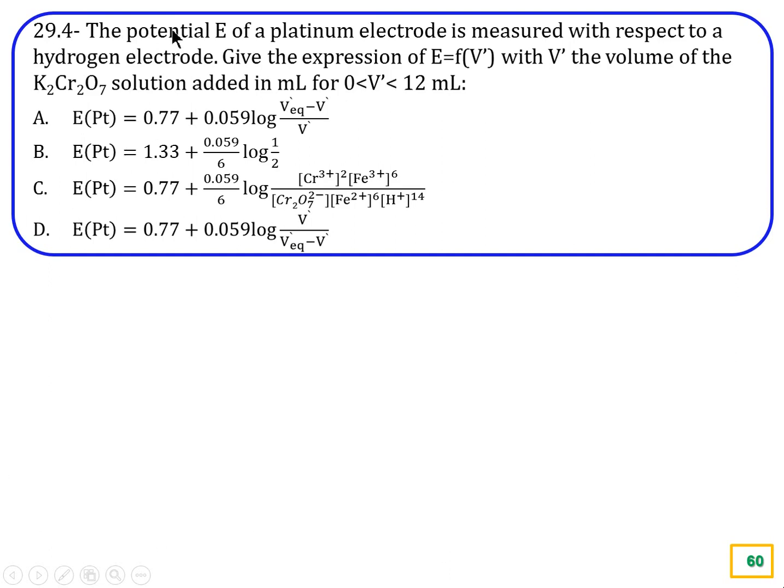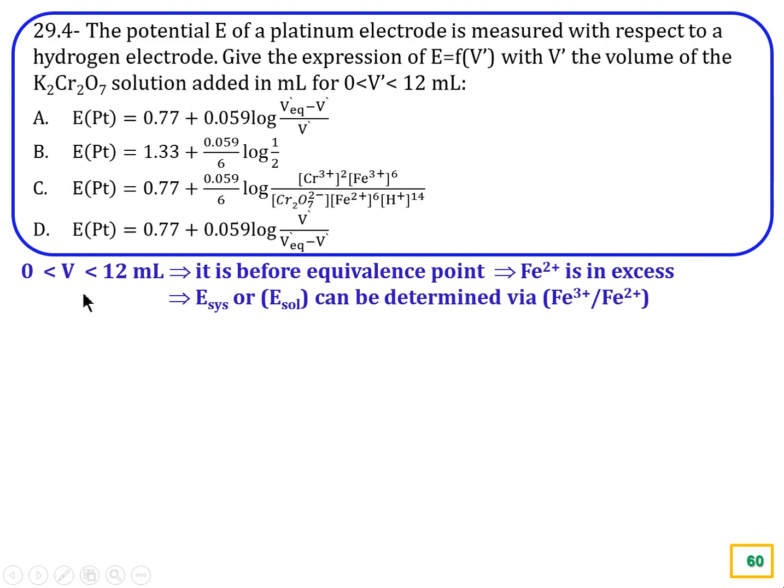Exercise 29.4: the potential of the electrode is measured with respect to the hydrogen electrode. Give the expression of E as a function of V', where V' is the volume of dichromate added, for V' between 0 and 12 milliliters. Between 0 and 12 milliliters, the volume of dichromate added is before equivalence. That means the ion present in the beaker is in excess.